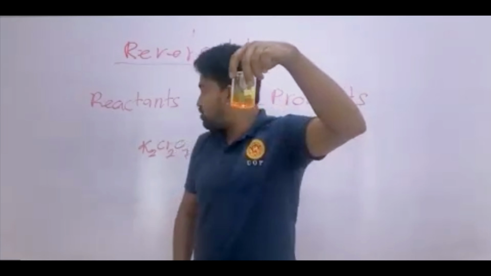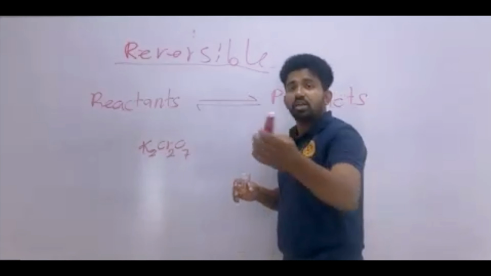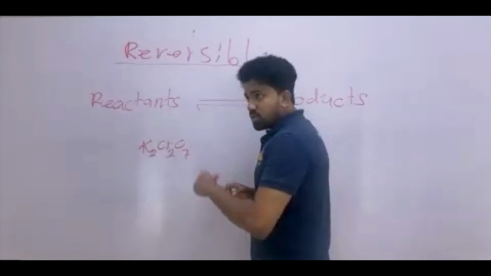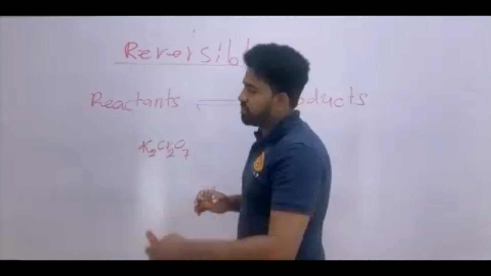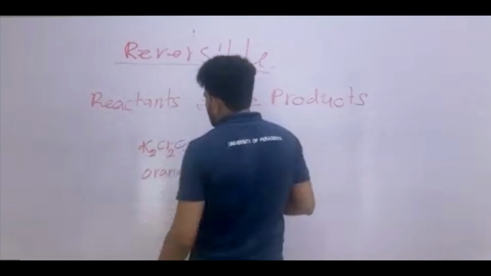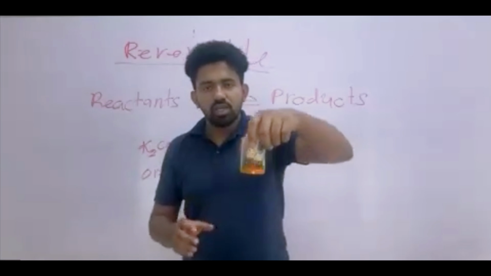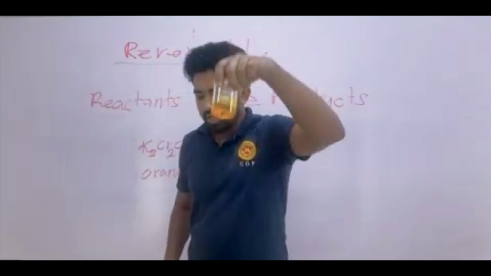Now here is some K2Cr2O7, and the color is orange. If you need, you can write this down. This is one of the practicals that we are doing, Unit 12 under chemical equilibrium. The color is orange.